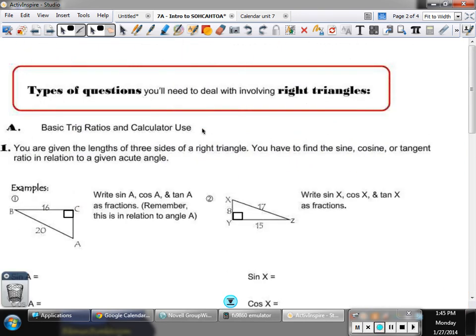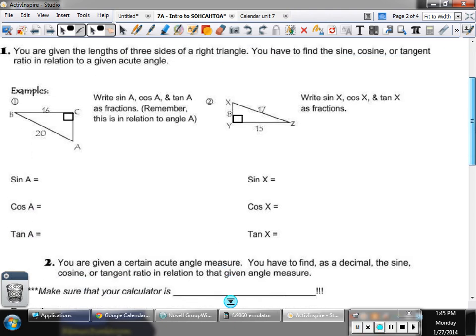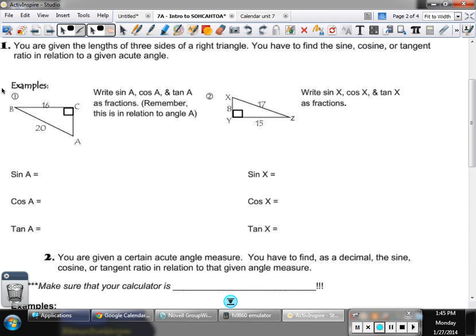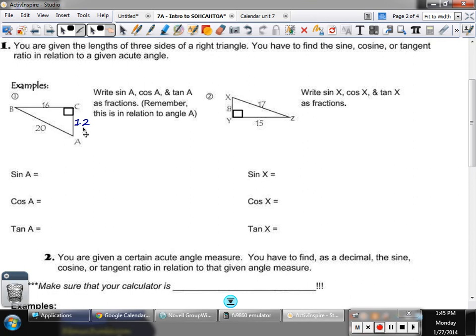So some basic problems, basic trig ratios and calculator use. Again, check your triangles to make sure you have the same kind of numbers and letters and setup that I have. Sometimes you're given lengths of 3 sides of a triangle, or in this case, we're only given 2 sides, but using Pythagorean theorem, by the powers vested in me, I can figure out that the missing side there is 12. If you don't know how I got 12, then you need to work on Pythagorean theorem and probably retake the Unit 6 test.